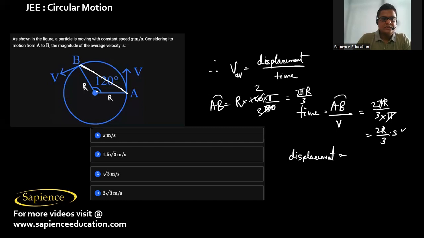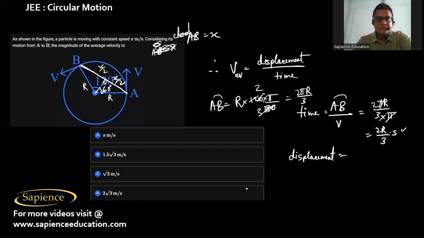Now if we draw one perpendicular on this chord AB from the center, that will obviously bisect the chord. So if the chord length AB is suppose x units, then this will be x by 2, this will be x by 2. So now this will be 60 degree.